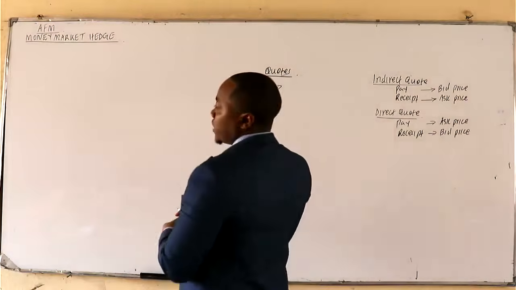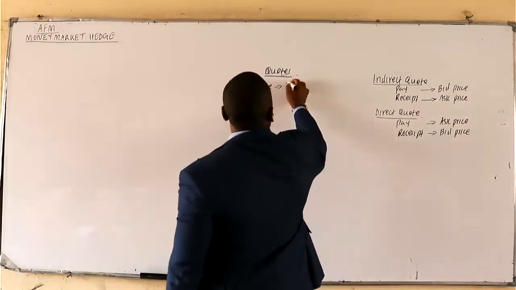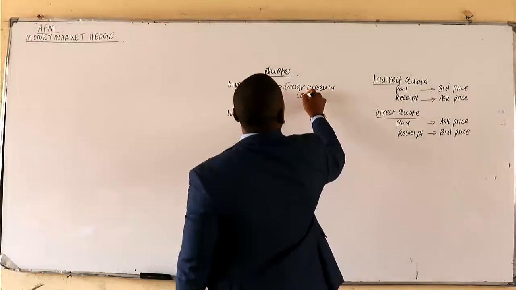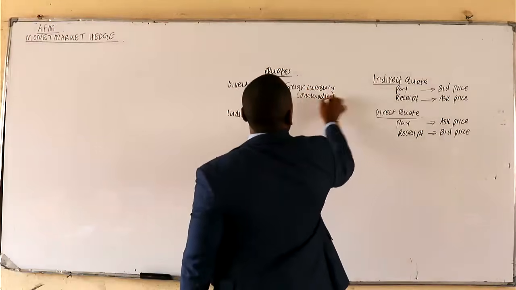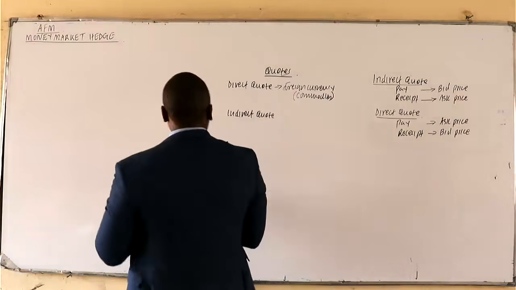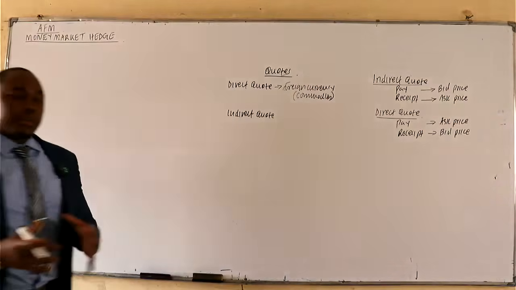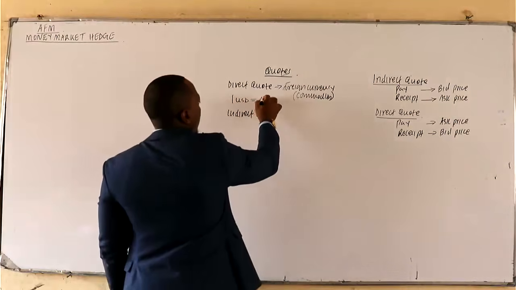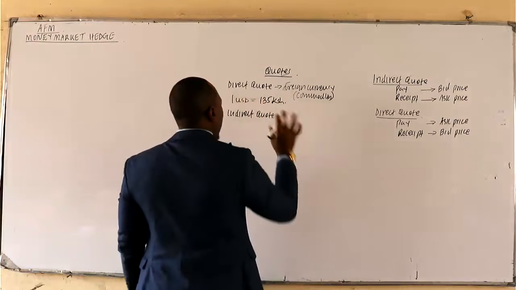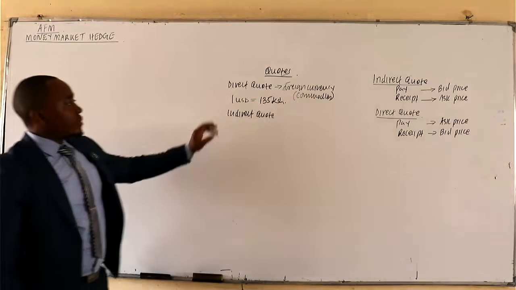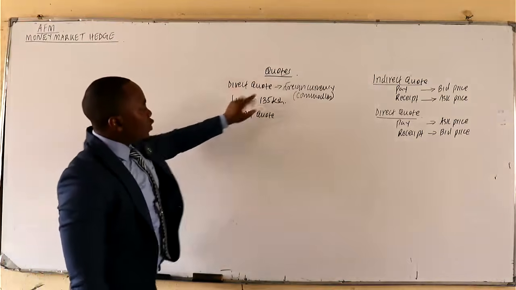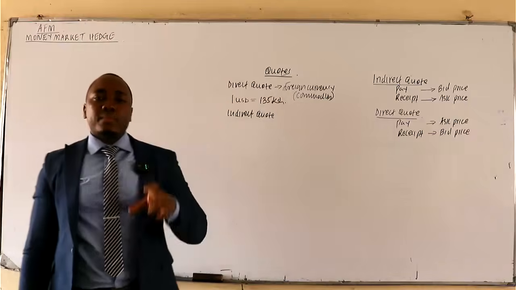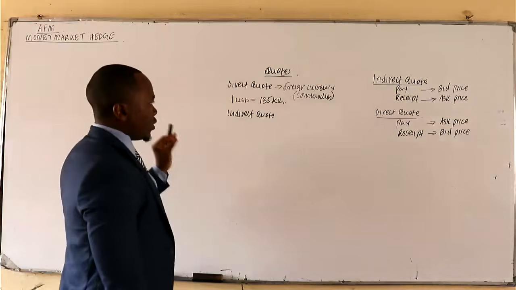Now, for the direct quote, this is where the foreign currency is the commodity. For example, let's assume that we're in Kenya, so our functional currency is Kenyan shillings. You are given that 1 USD is equivalent to 135 Kenyan shillings. This is what we call a direct quote, in that you require 135 shillings to acquire 1 USD. So the foreign currency, the USD, becomes the commodity.